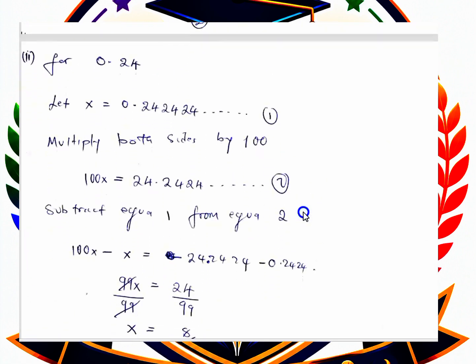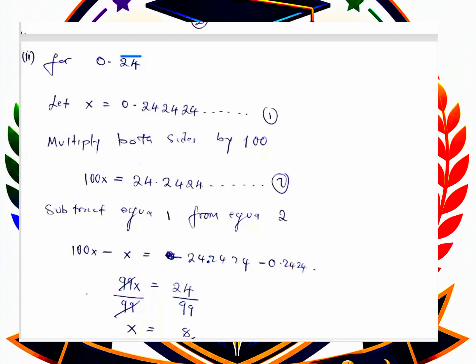For the second example, we have 0.24. Actually, this one is supposed to have a bar on top. The bar is simply telling us that 0.24 is a repeating decimal.